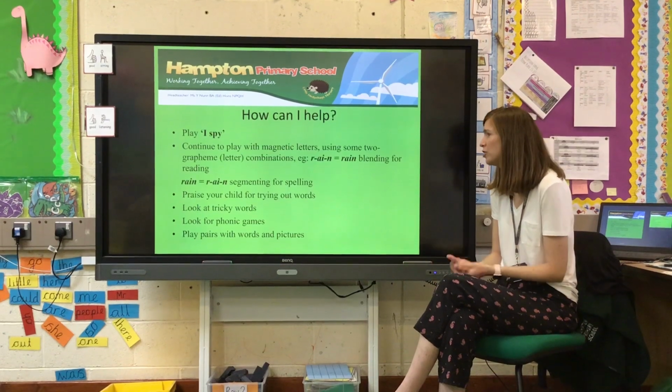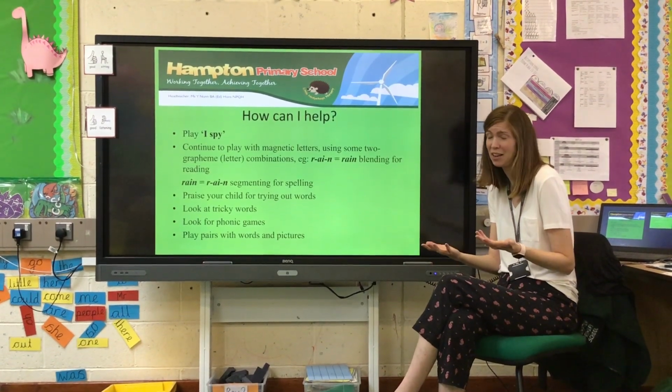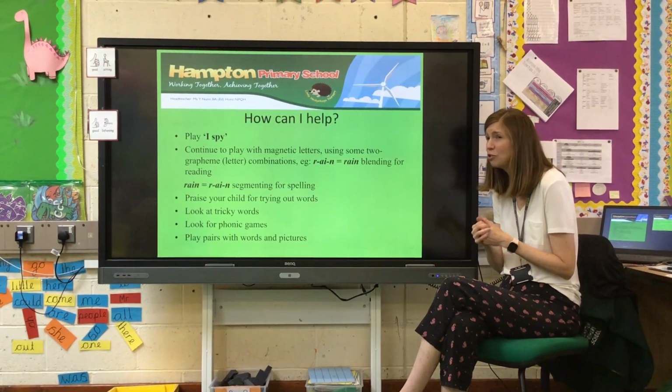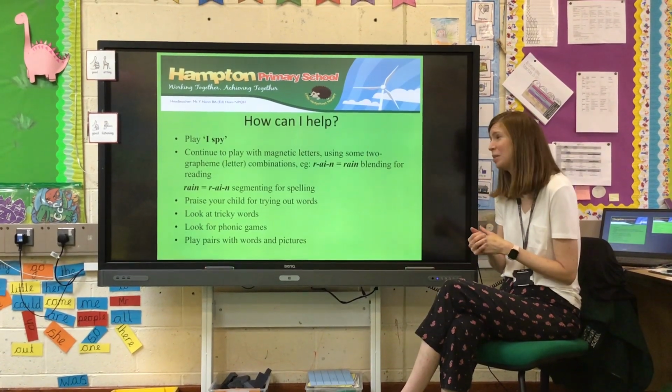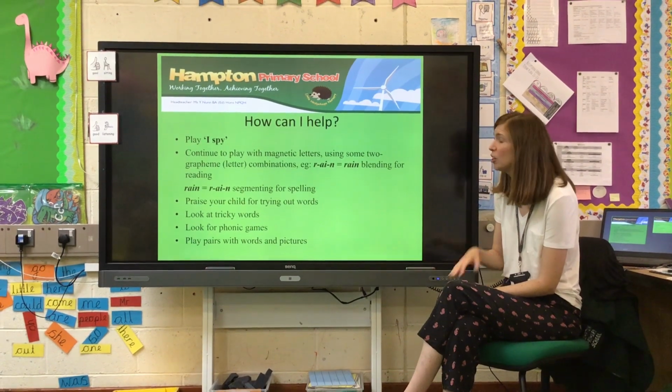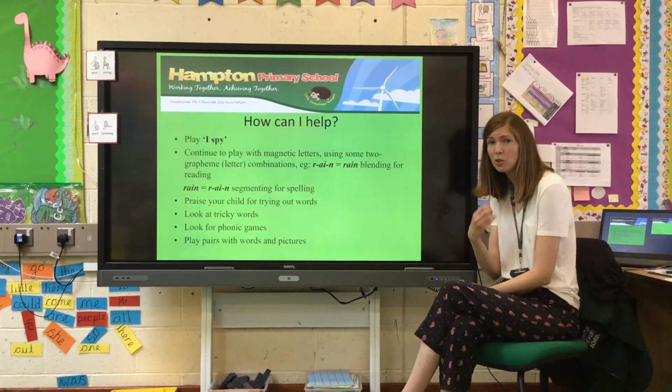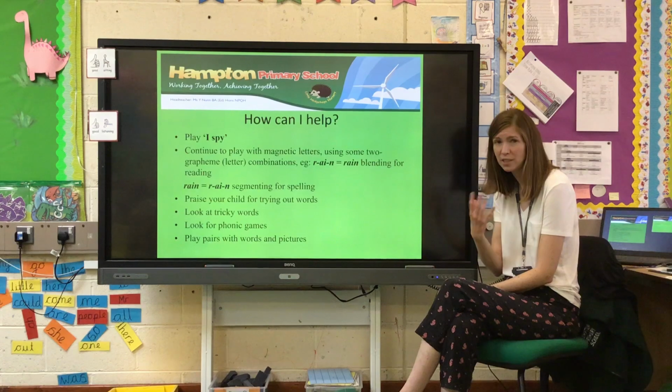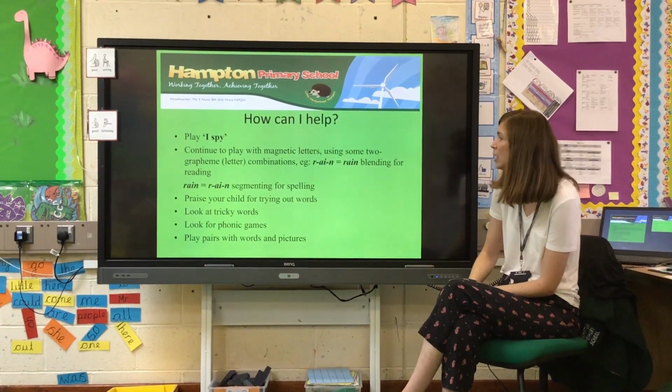And also really praise your child, because it's really hard learning how to read and write, and the children try so hard and they always really want to please. So praise your child for trying out new words, look at the tricky words, learn those. You should all get sent home those. If you haven't got them, please ask your child's class teacher and they'll give them to you.